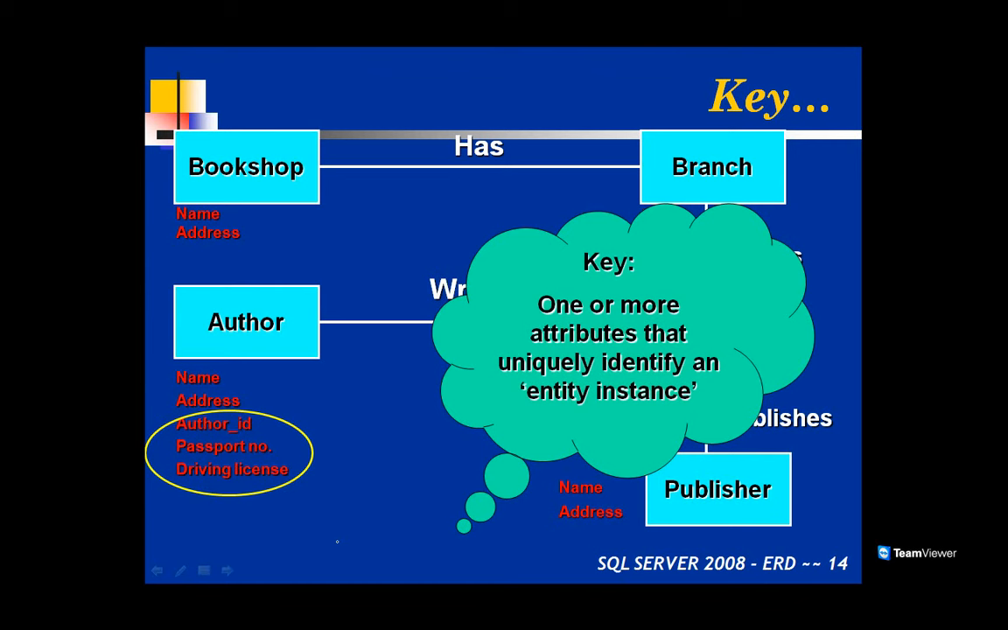Usually they always have unique values, hence they are called candidate keys. Here we are talking about author ID, passport number, driving license number, cell phone number. All these are called candidate keys. But out of which?